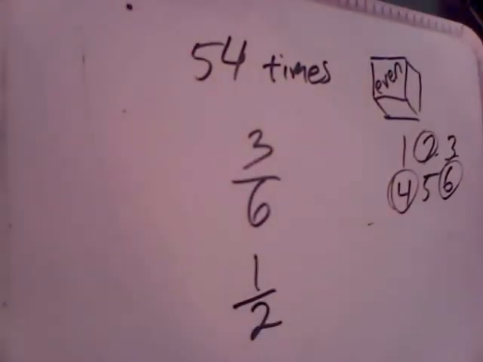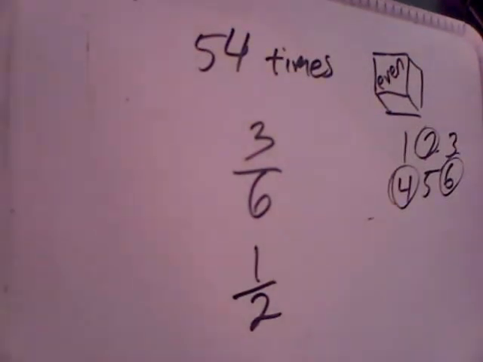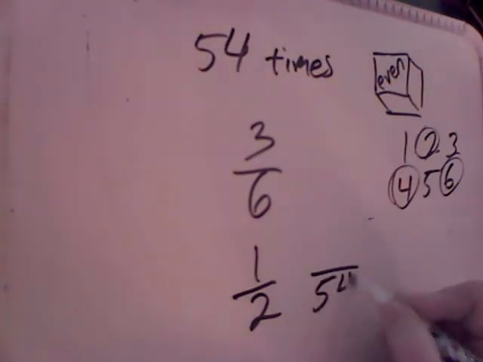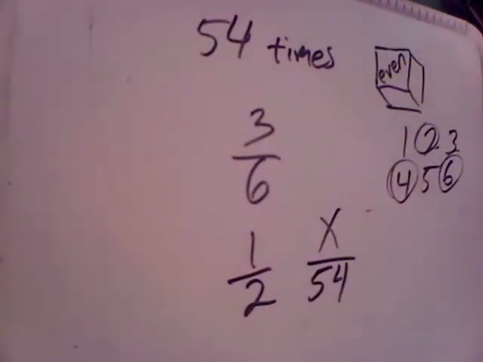Well, 2 and 4 and 6 are even. So we have 3 options out of 6 which are going to be even. We can also reduce that and say 1 out of 2 options are going to be even. So for every 2 options, 1 of them will be even. But we don't want to know about 1/2 or 3/6. We want to know about what happens when we roll the die 54 times. How many times could we expect to get an even number? So I'm going to use my reduced fraction because reduced fractions are easier to work with. If I roll a total of 54 times, how many times could I expect to get an even number?